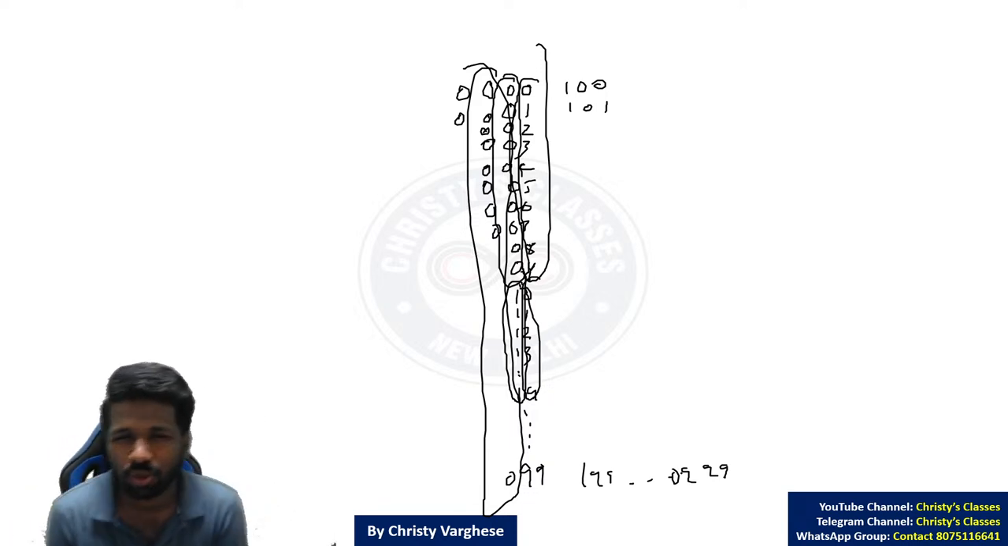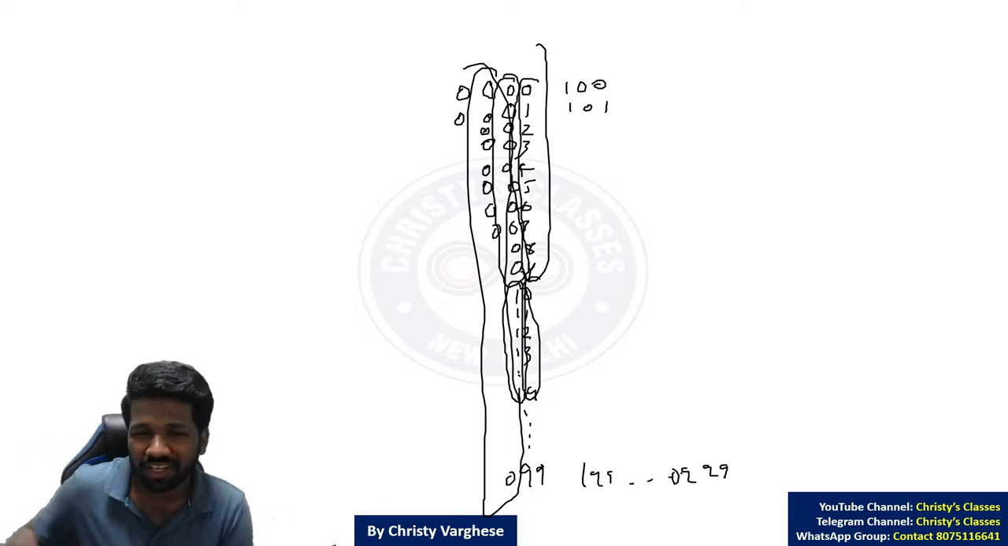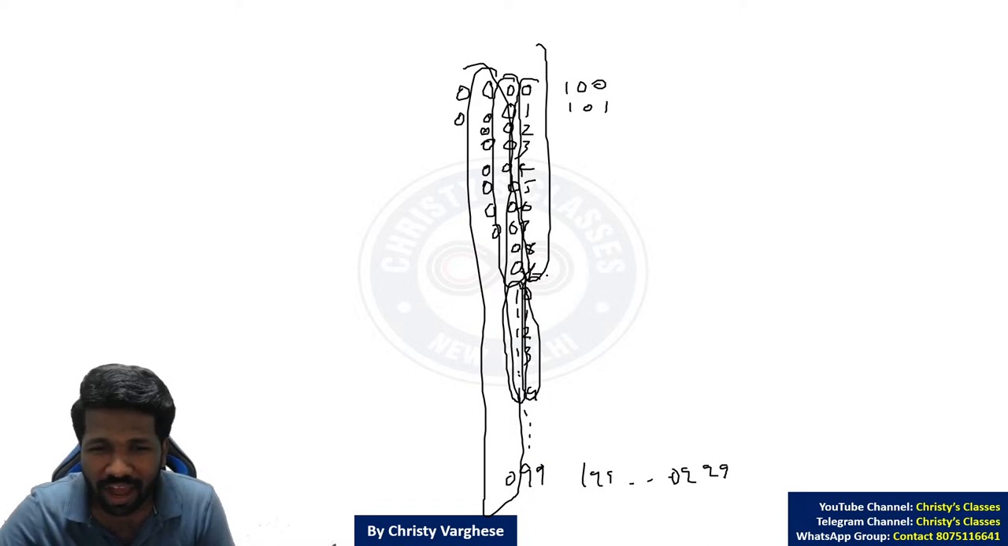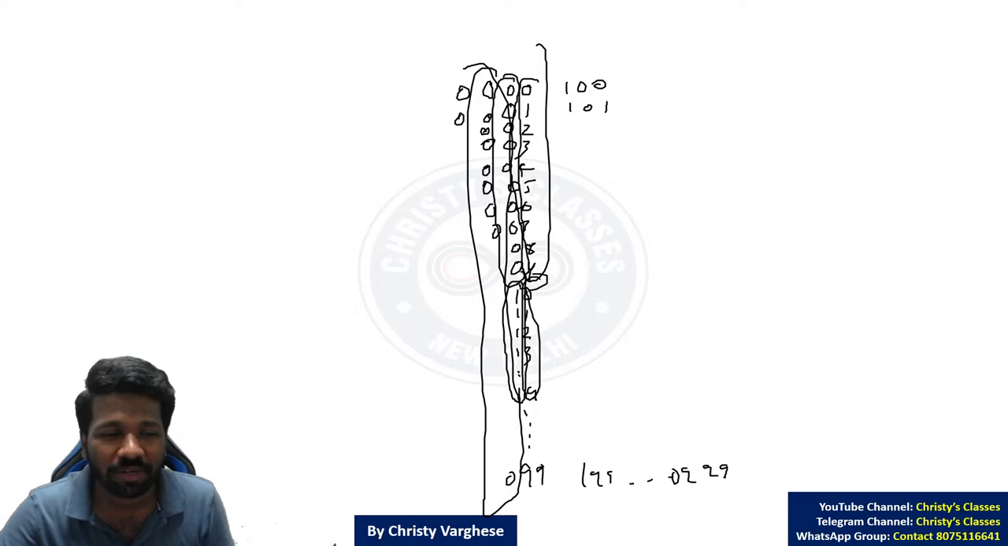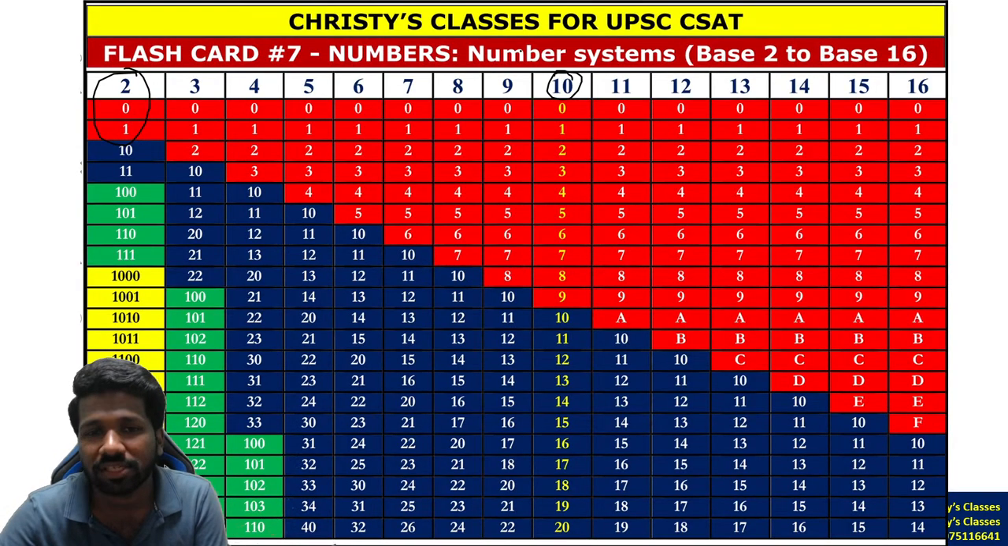You may feel this is so trivial. What is so special about this? Because we already know that after 9, it is 10, because we have memorized it. That is why it is not very special. But if you understood this, you can create any number in any number system.